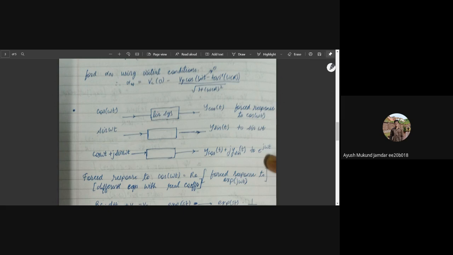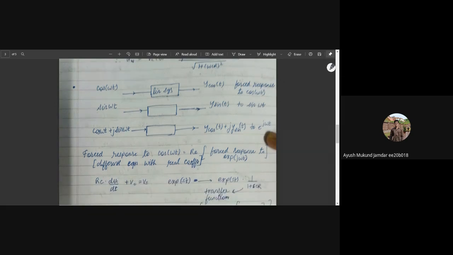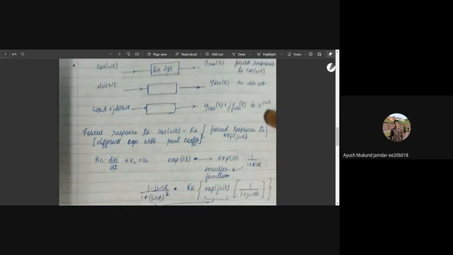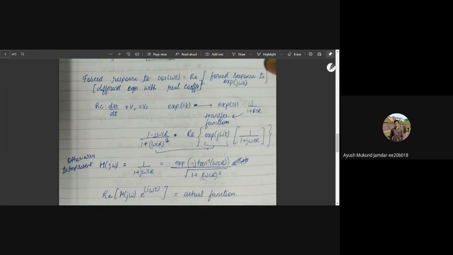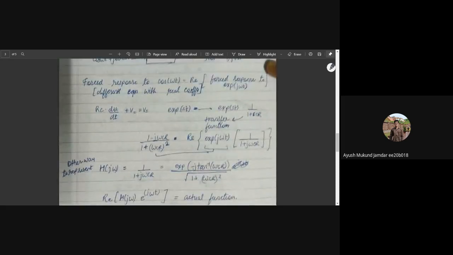And what is it that we want? We want y of cos omega t. So what is it? It is the real part of the forced response to exponential j omega t. And here comes another method to approach this. The forced response for the sinusoidal input is the real part of h of j omega exponential j omega t. This was another nice method towards it, and this is what we mostly use when solving problems. That is just taking the real part of what it was for the exponential signal.